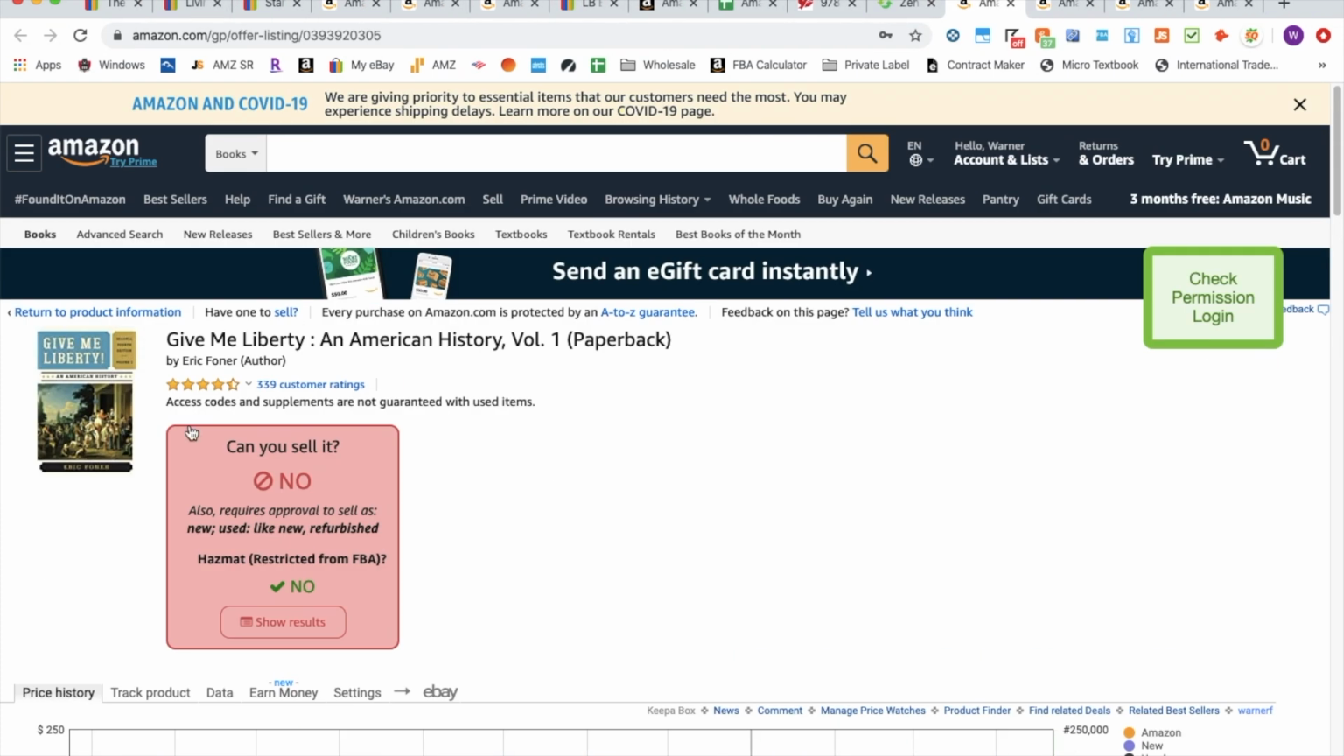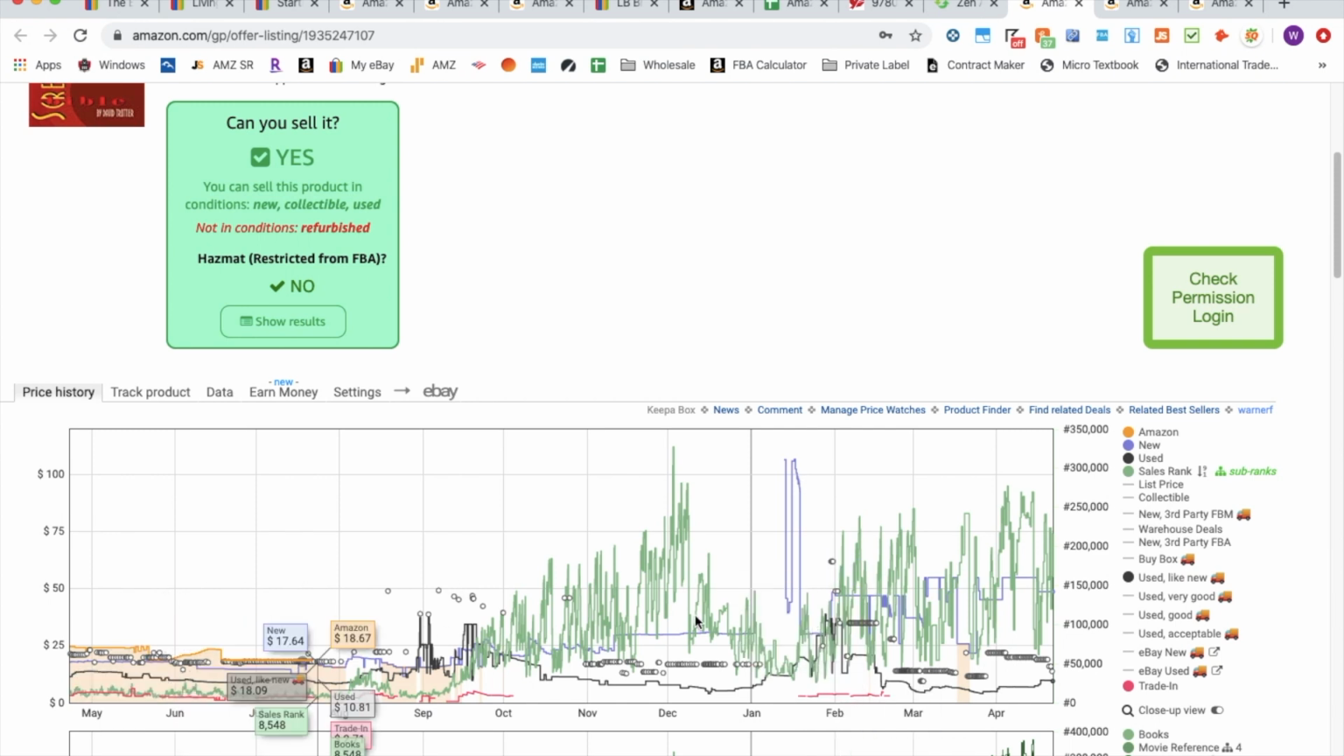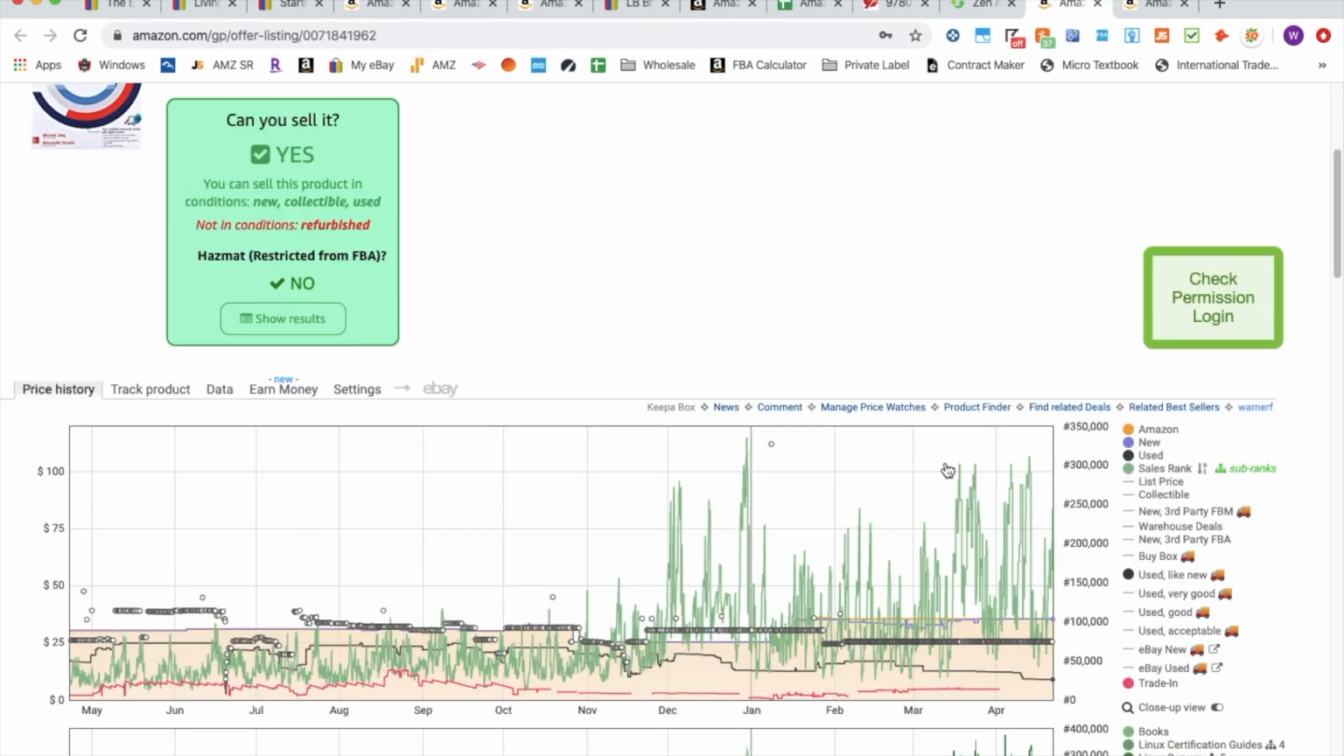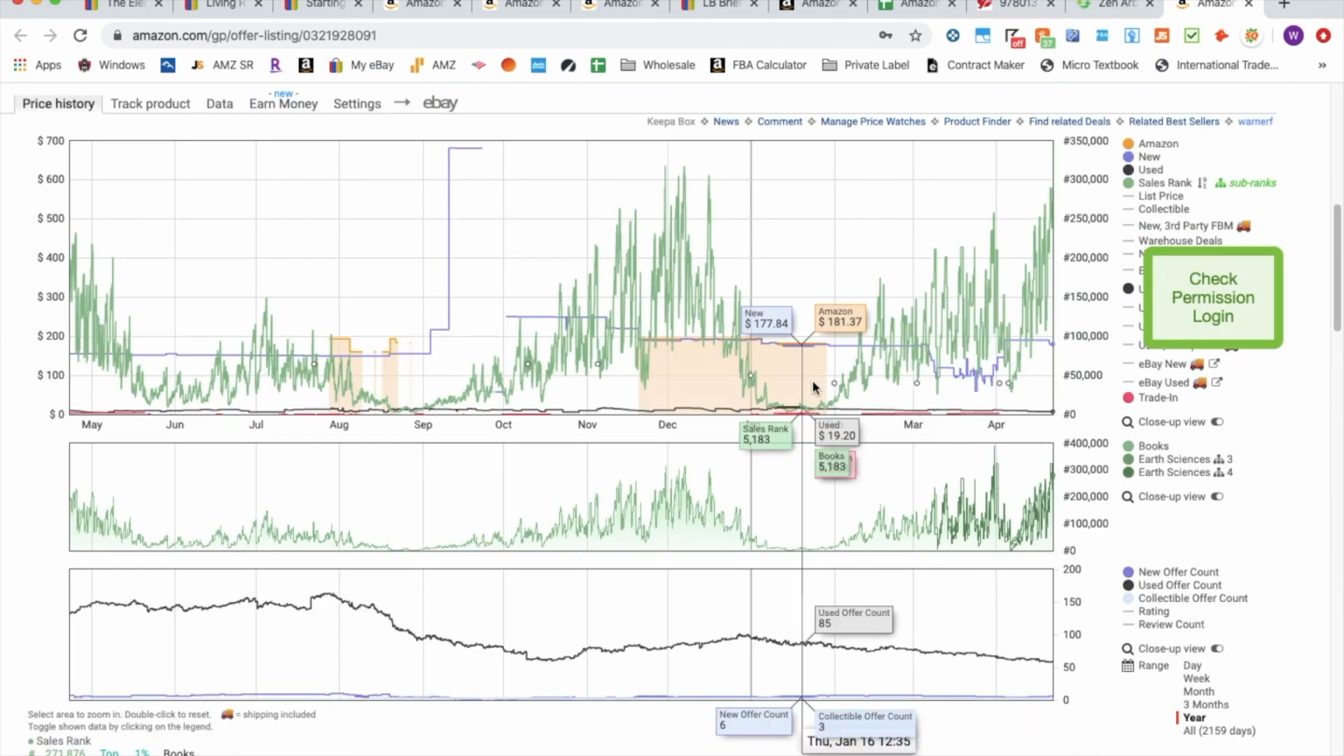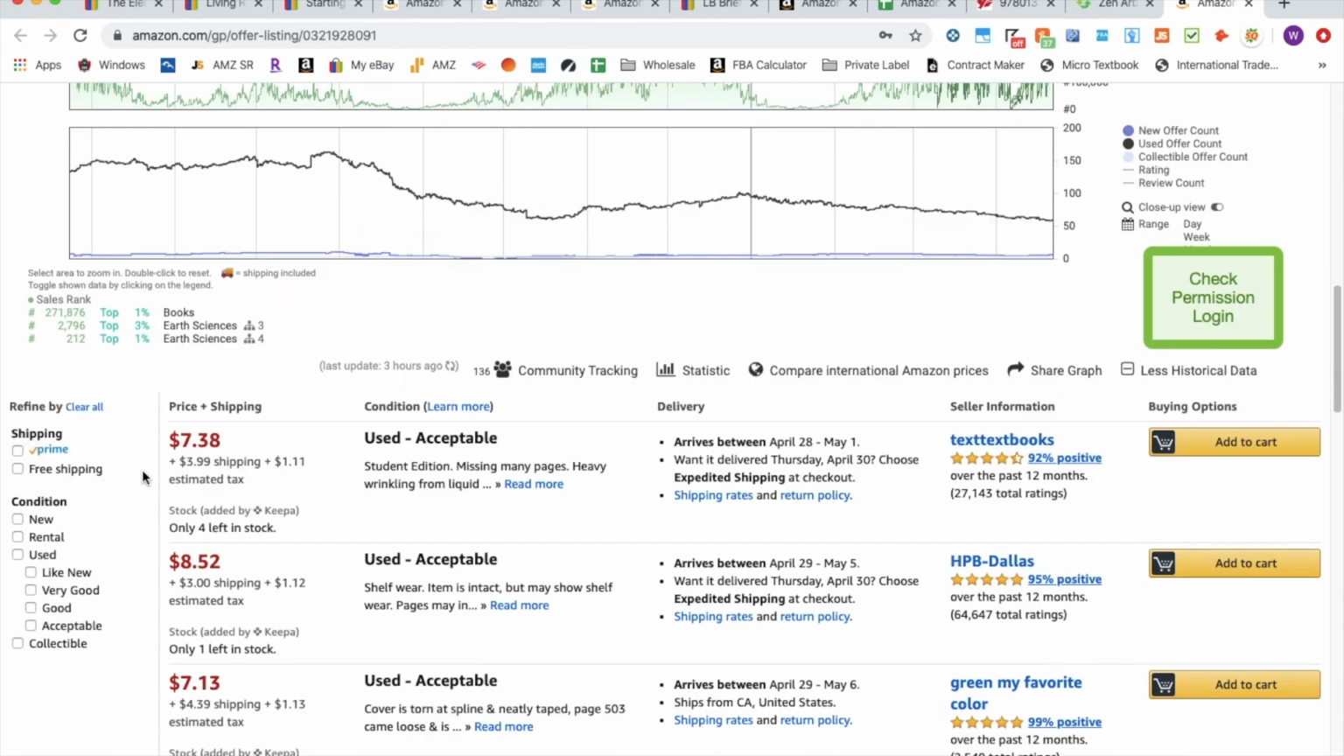Here we got a textbook pattern, but we're restricted. Tapers off. We're going to skip that one too. Not a textbook. And we got a textbook here. Let's see what we can find.